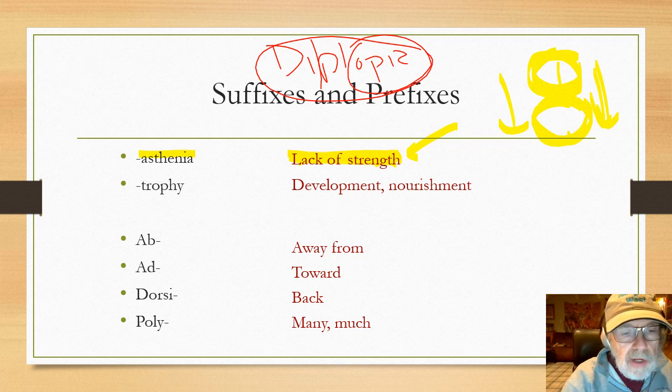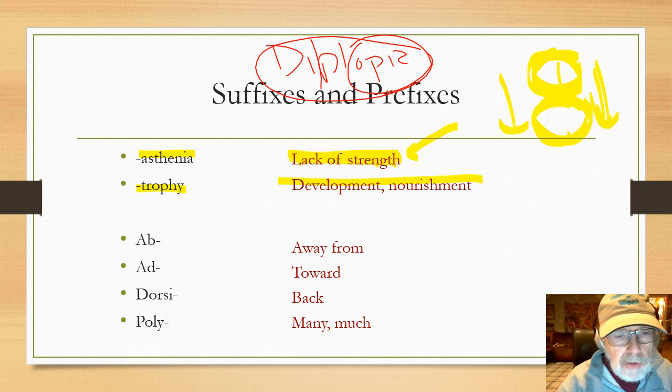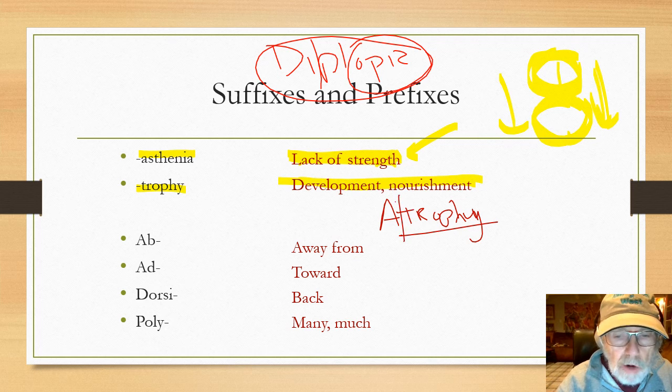Trophy is a word that we've had before, and trophy means development or nourishment, as in hypertrophy. When people don't use something for a while, in other words when they're in a cast, they come out of the cast and the leg or the arm looks smaller, and that would be called atrophy. Atrophy means without development or nourishment, and it gets smaller. A means without, a prefix we had before.